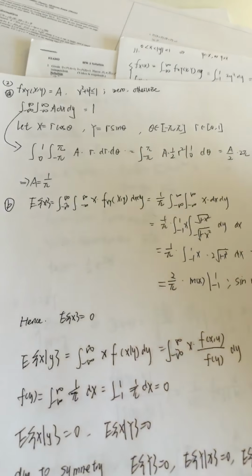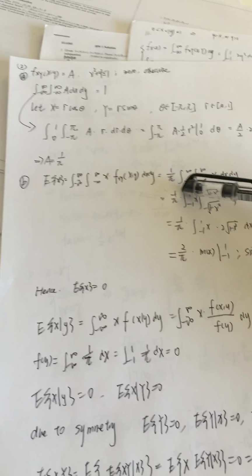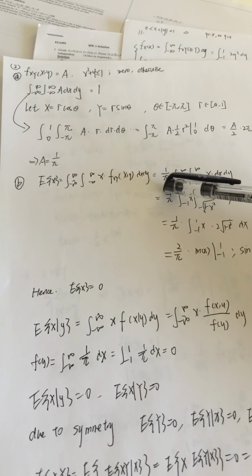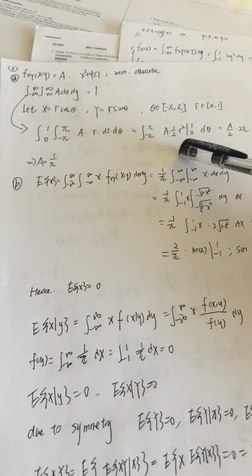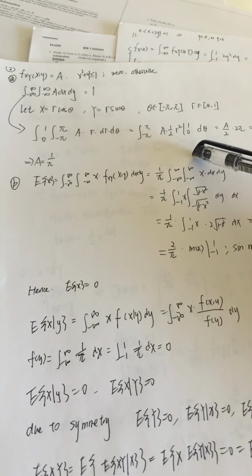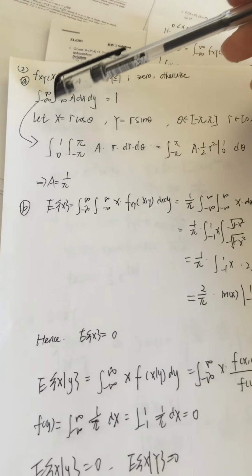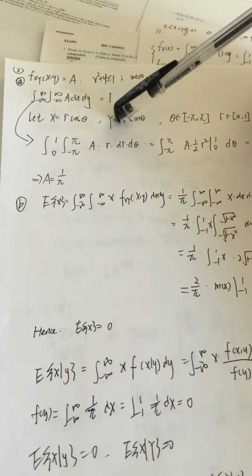Here we have the question for problem 2. For the first part, we need to find A so that the given function is a valid joint density function. Similarly, according to the property, this integral should be equal to 1.